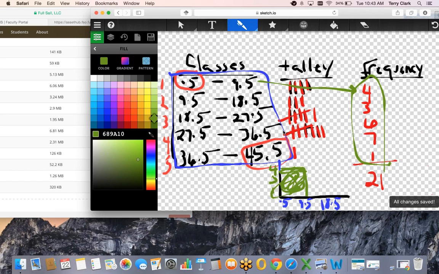Okay. And then if we wanted to do the second one, which is from 9.5 to 18, that's going to be 3. We'll just connect and go right here to 18.5 like that and just shade it in.